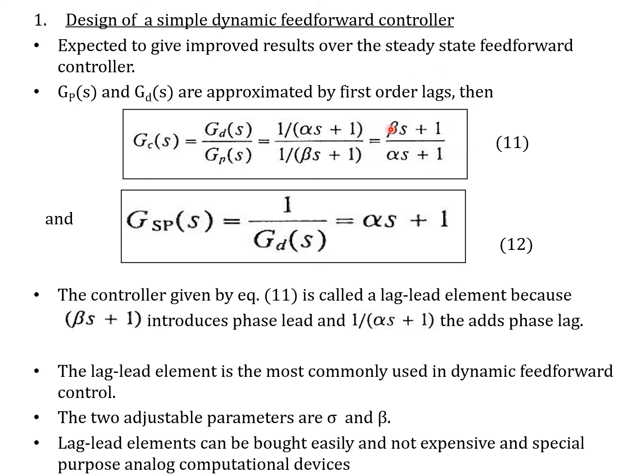Okay, so it's just a matter of adjusting these two constants here, beta and alpha. The lag lead element is the most commonly used dynamic feedforward control in the practical world. It is easy to tune. You have only 2 parameters to tune, and it is easy to build a hardware controller with this. The 2 adjustable parameters are just the beta and the alpha. The lag lead can be bought easily and is not expensive, and a special purpose analog computation device can be designed for this controller.